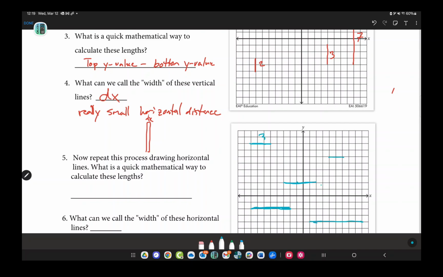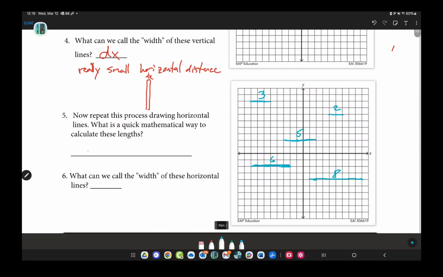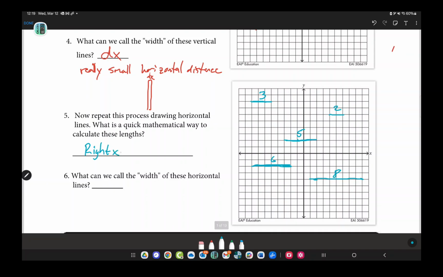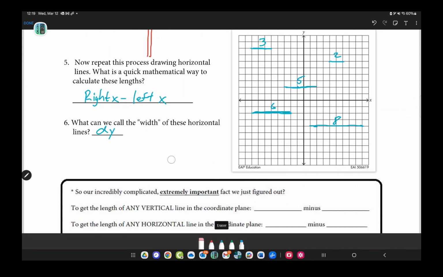So this will be 3. This will be 6. This is 5. This is 2. This is 1, 2, 6, 7, 8. Again, the quick way would be the right x value minus the left x. And yes, we call the width of these horizontal lines dy. Otherwise, a tiny change in y.